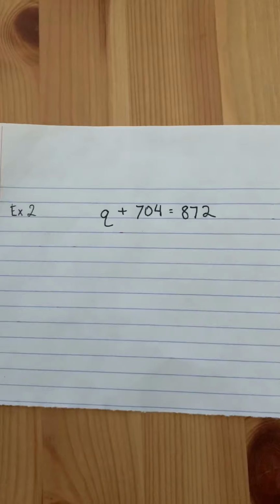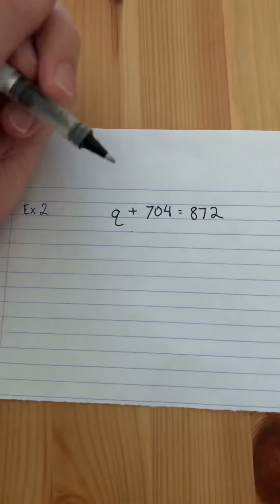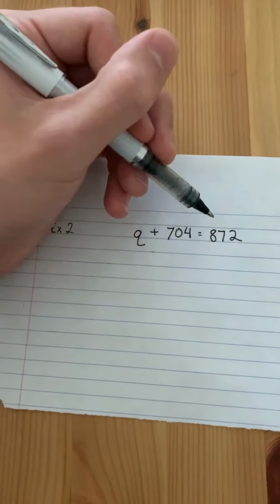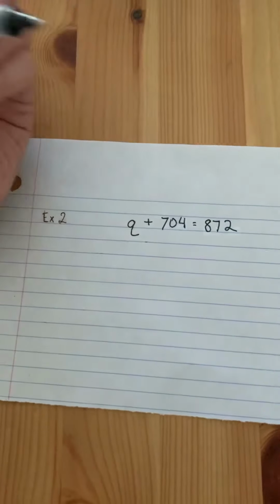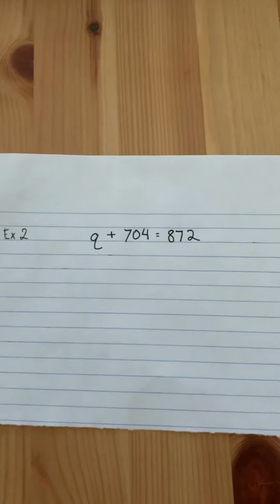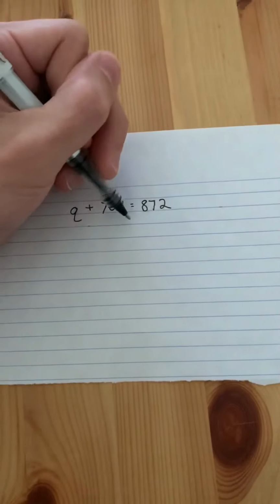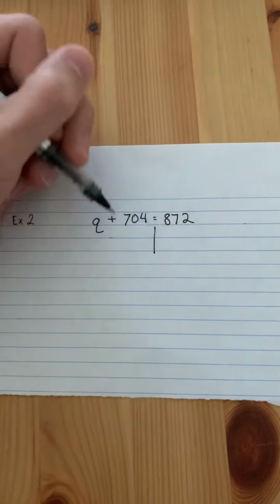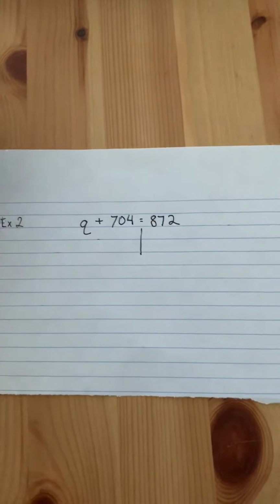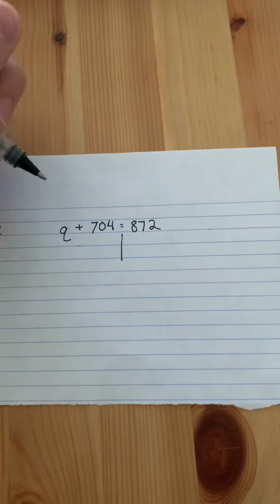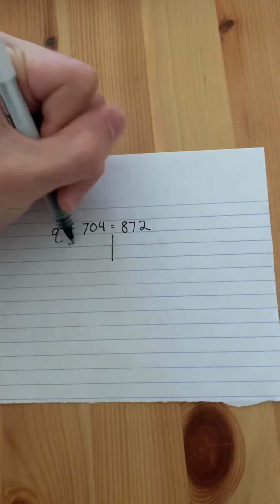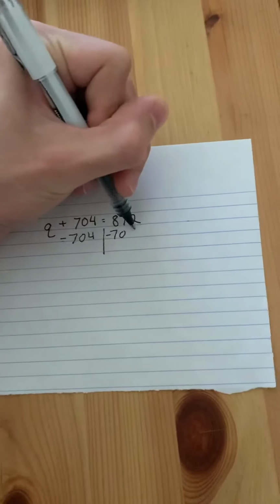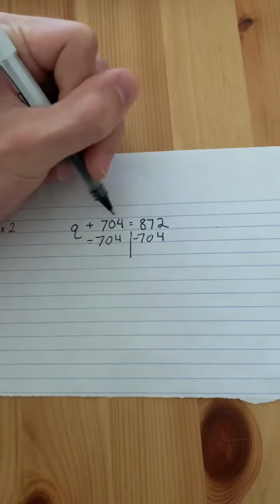Cool. Example 2. So this one says Q plus 704 equals 872. Whoa, those are big numbers, but I still think we can do it. So I'm going to draw my line. Now, this says Q was added by 704. So that means we should actually do the inverse or opposite and subtract both sides by 704. Because we want to undo this addition.